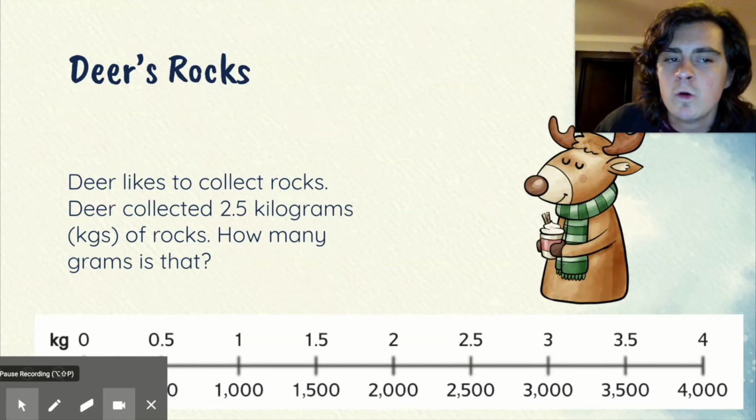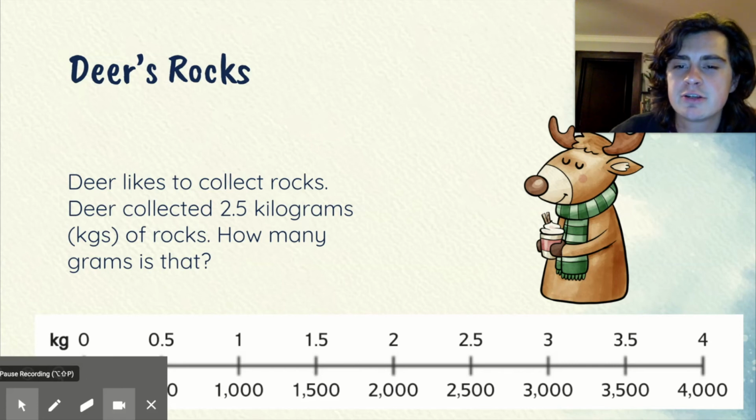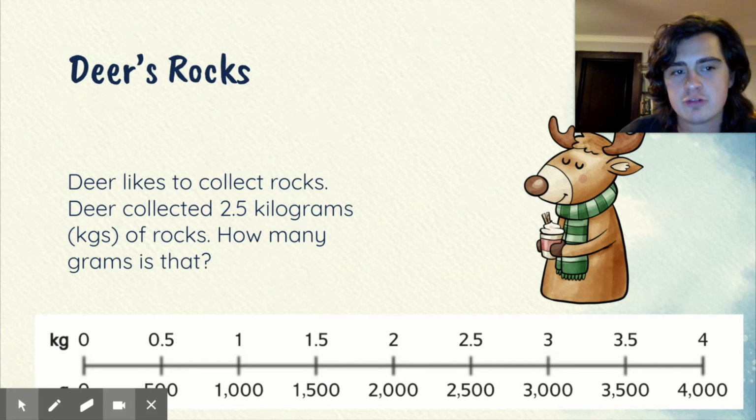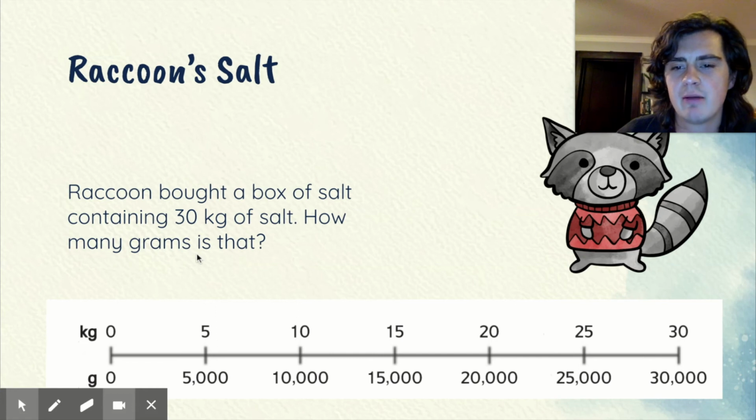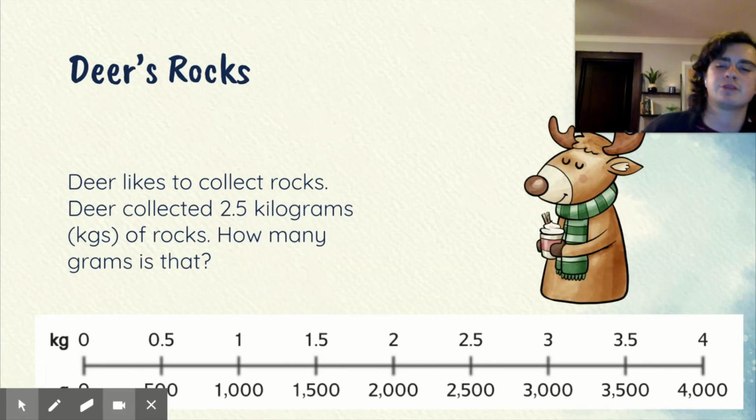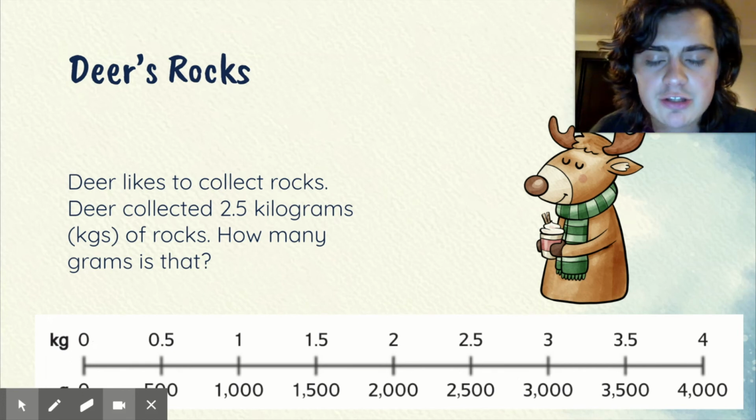So Deer's rocks. Deer likes to collect rocks, and Deer collected 2.5, or 2 5/10, kilograms of rocks. How many grams is that? That's asking the same question as before. For Deer's rocks, how many grams is that? So we can solve it the same way. Let's do it in the same order.